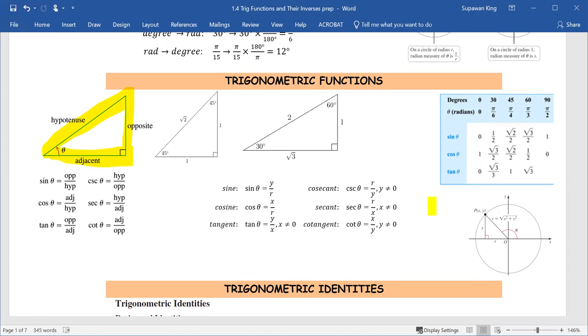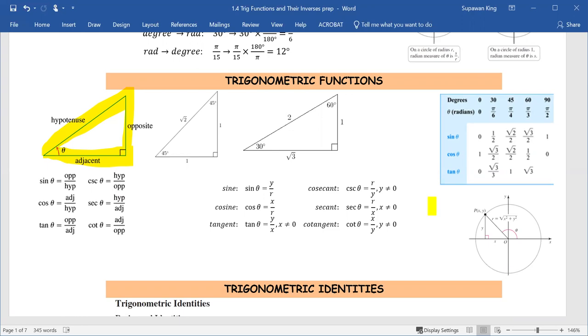The sine function is formed by opposite divided by hypotenuse. Cosine is adjacent over hypotenuse. Tangent is the opposite divided by adjacent. Cosecant is the reciprocal of the sine. Secant is the reciprocal of the cosine. Cotangent is the reciprocal of the tangent function.